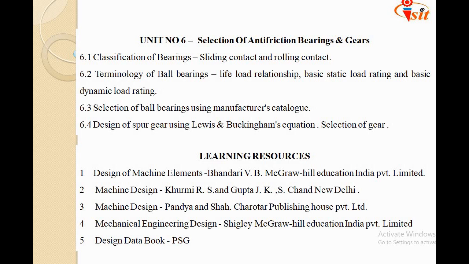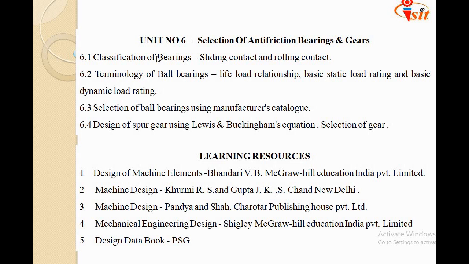Again, there are two major categories of bearing, that is the sliding contact bearing and the rolling contact bearing. From our subject point of view, it is restricted to the rolling contact bearing, that is the ball bearings. So we have to see the classification of bearings, what is meant by a bearing, the use of bearings in designing machine components, and the comparison of sliding contact and rolling contact bearings. This comparison will give an idea of when we have to select a particular bearing for a particular application, in what application we have to select which kind of bearing.